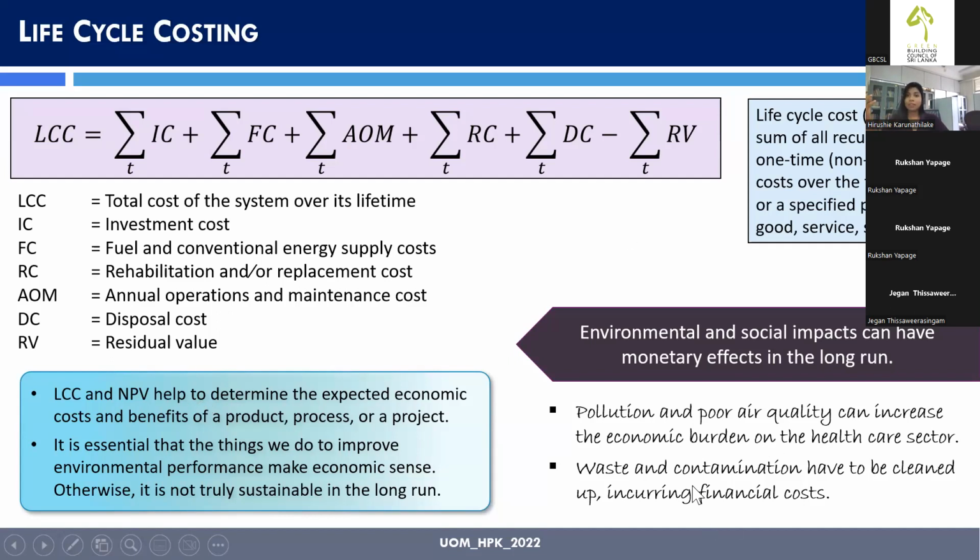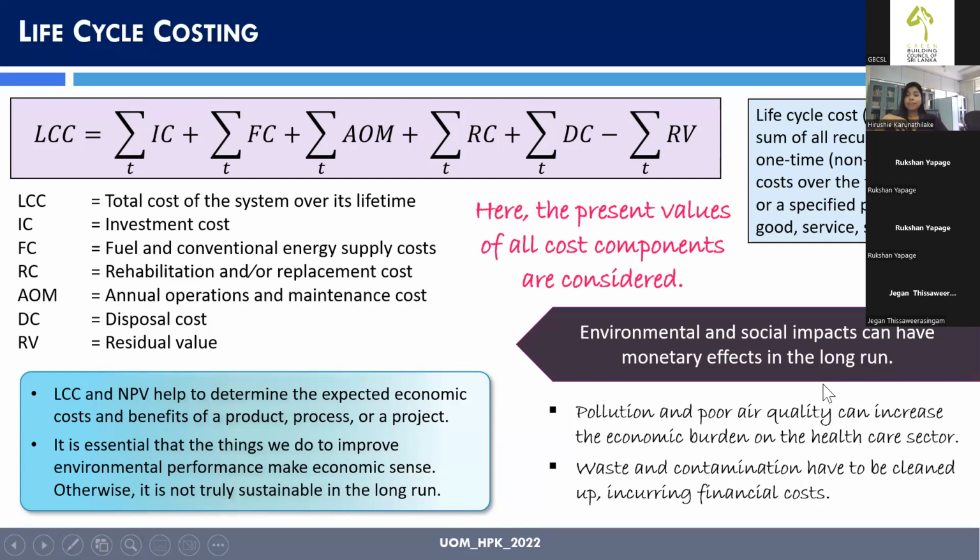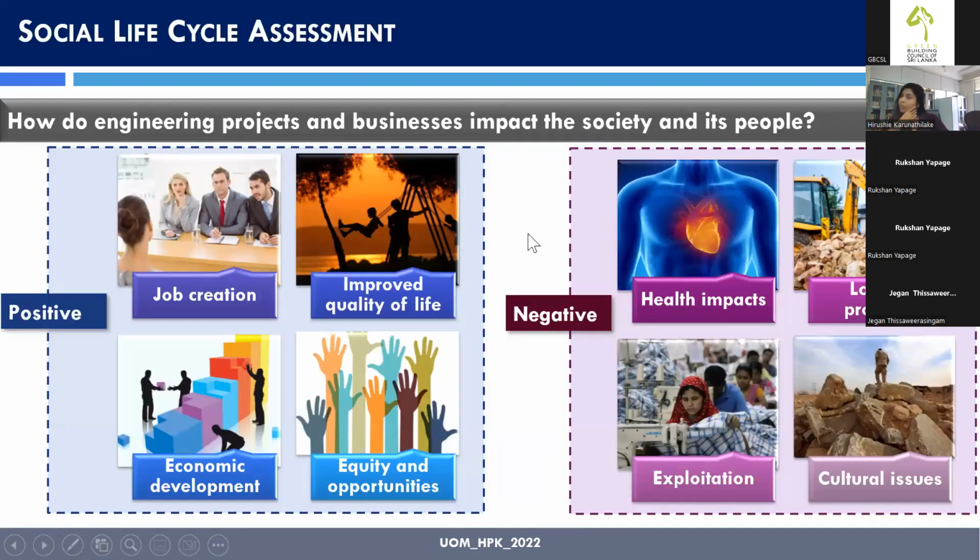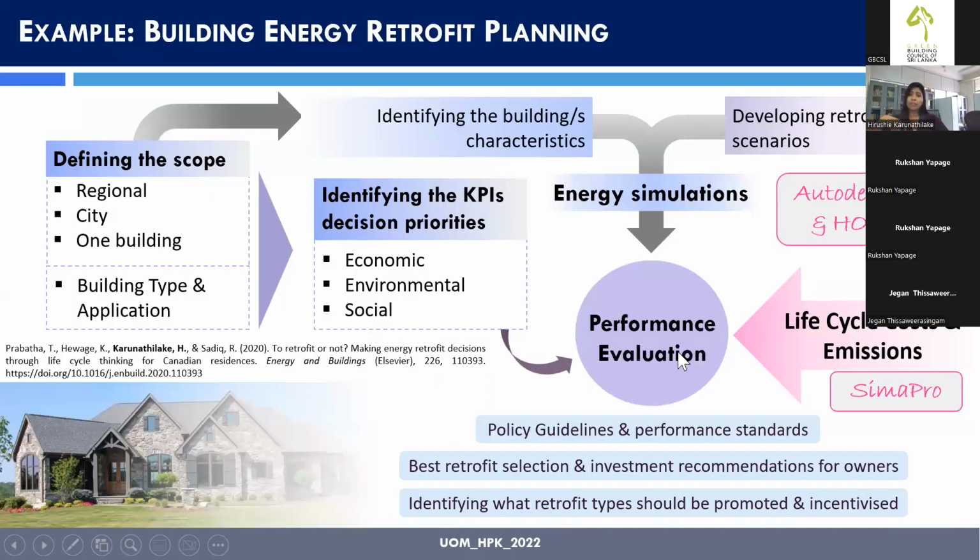Or waste and contamination, for example the waste arising from solar panels in 30 years has to be dealt with, and maybe the government will have to spend on it. So environmental and social impacts also lead to monetary effects in the long run. In social life cycle assessment, we look at both positive and negative social outcomes that impact society and people. The positive impacts can be job creation, better quality of life, economic development, and better opportunities. And the negative impacts can be things like health impacts, loss of property, exploitation, and cultural issues. So we have to weigh all these costs and benefits against each other in coming up with a decision.